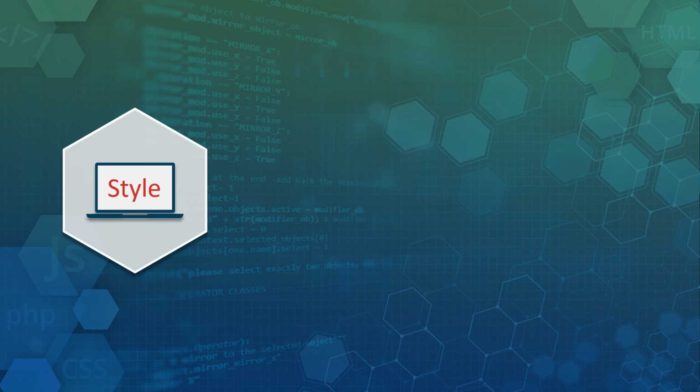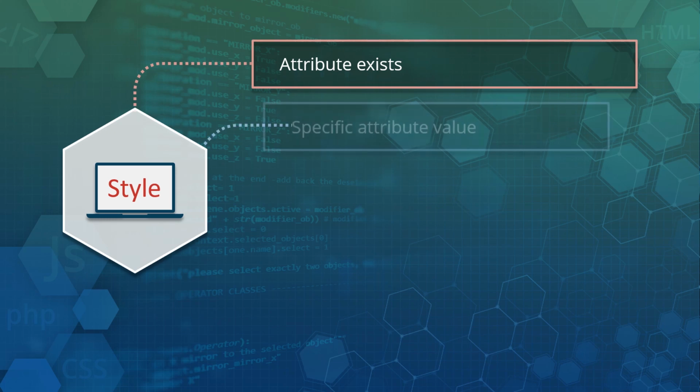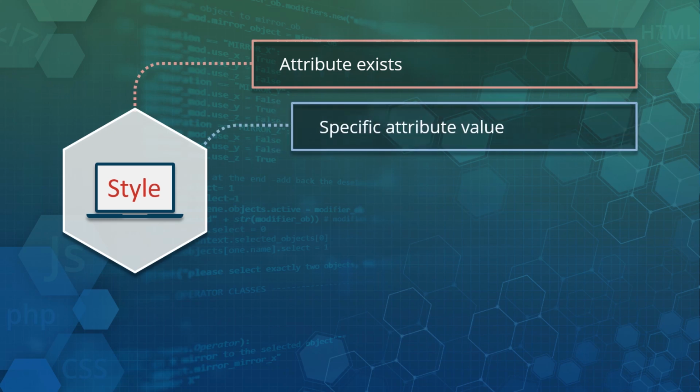So for example, we might be searching for all of the classes that exist on the page. And if there is a class, then we can apply a particular style to it, or we can search for IDs, etc. Then we can search for a specific value that an attribute has. So for example, the attribute is on the left, the value is on the right, and we can search for all of those elements that have that specific value.